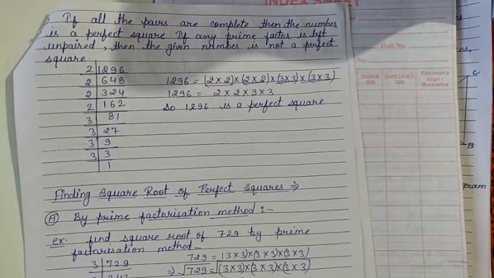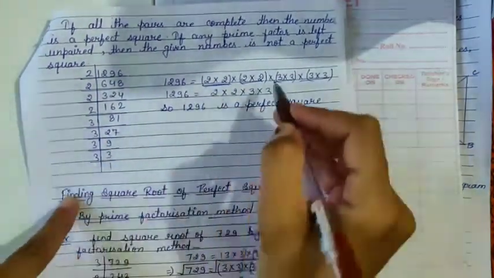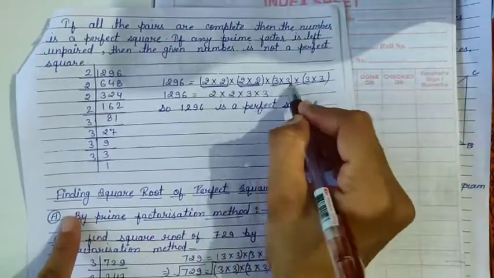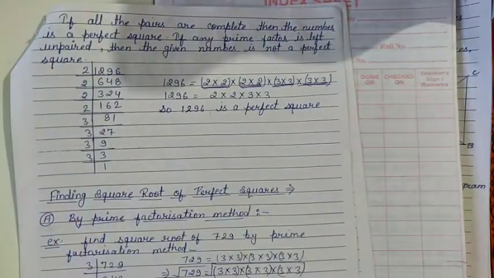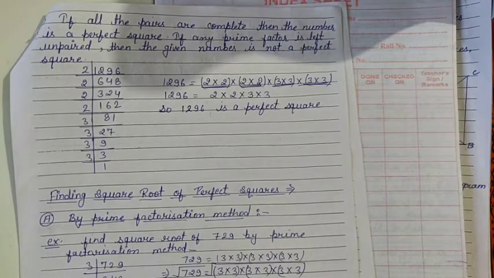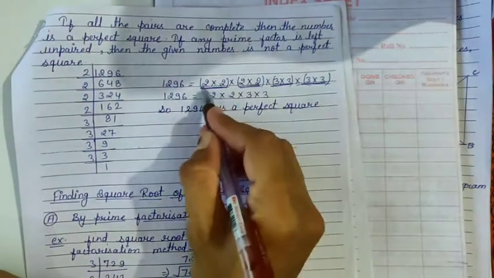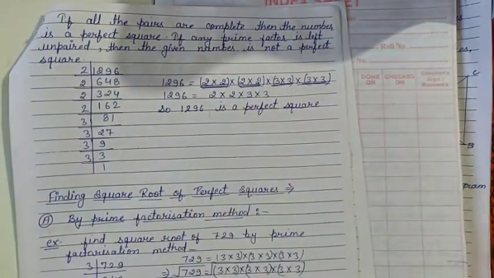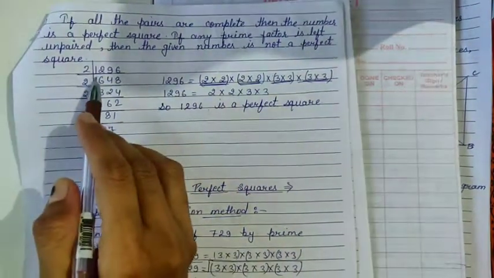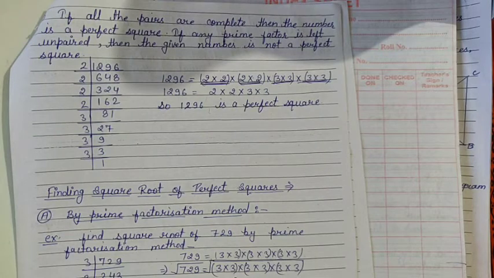Now, we will make pairs with same numbers. 2, 2, 2, 2. 3, 3, 3, 3. It means all pairs are completed. Okay, no prime factor is left unpaired. So, this is a perfect square. 1296 is a perfect square.